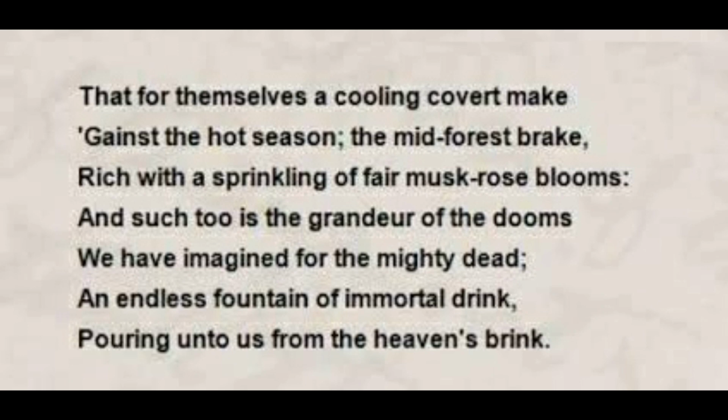Now let's see the last stanza. It says: rich with sprinkling of fair musk rose blooms, and such too is the grandeur of the dooms we have imagined for the mighty dead, all lovely tales that we have heard or read, an endless fountain of immortal drink pouring on to us from heaven's brink.